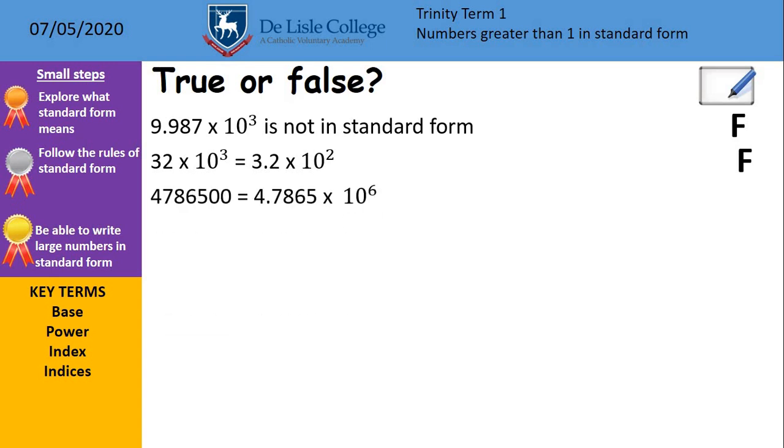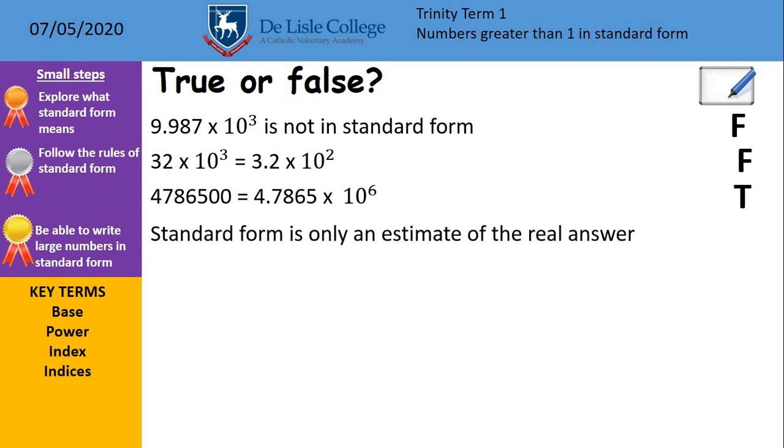Third one, is that the correct way to write 4,786,500 as 4.7865 times 10 to the power of 6? That one is true. If you move the decimal point 6 places to the right, because it's to the power of 6, then that will be what you'll end up there with, 4,786,500. Next one. Standard form is only an estimate of the real answer.